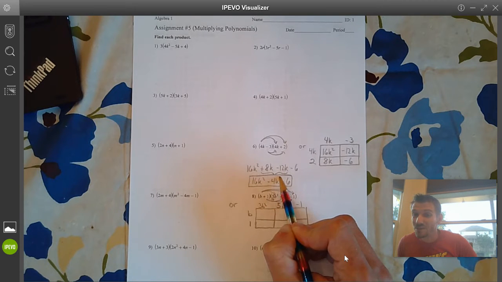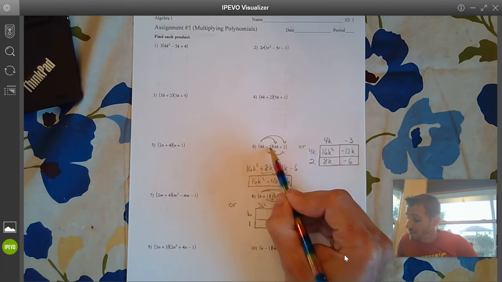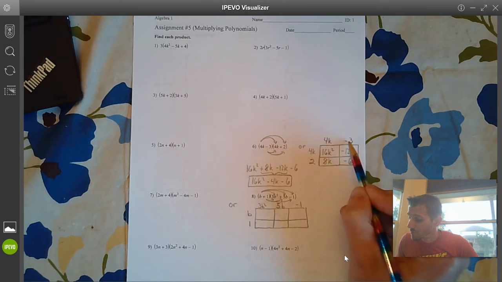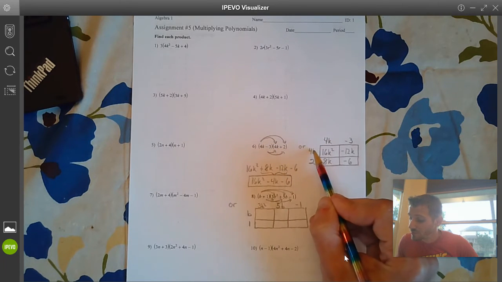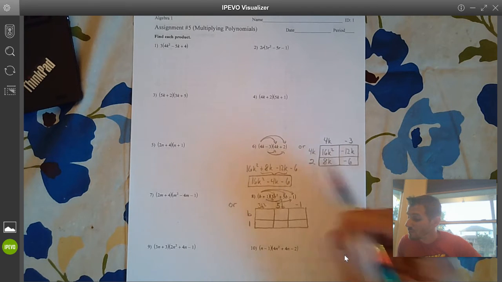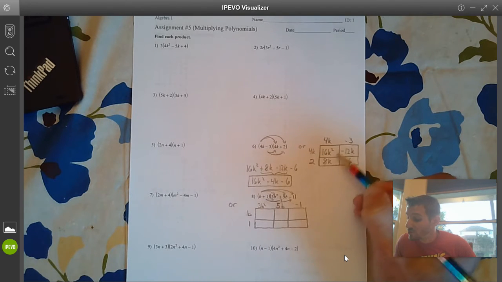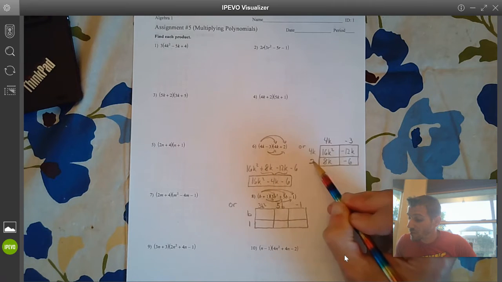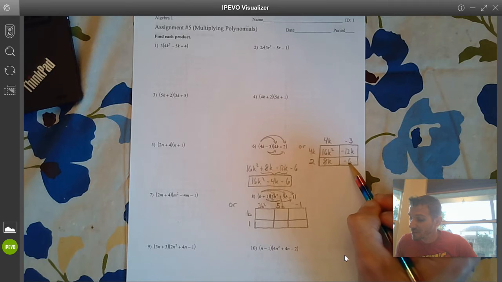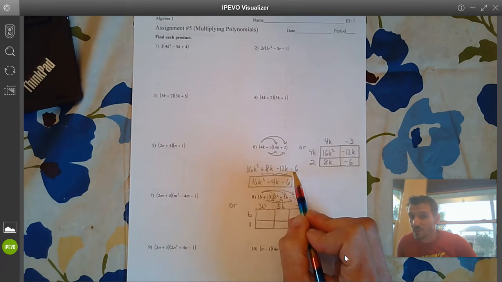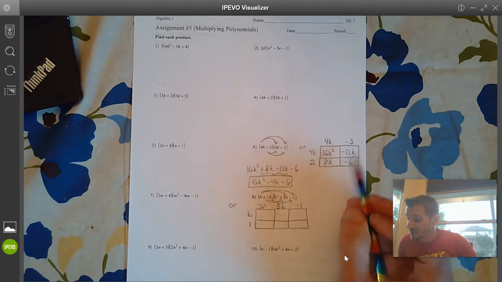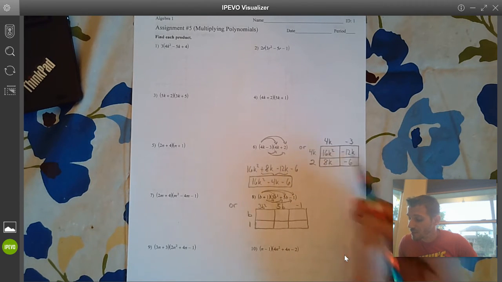The box method is a little easier to follow. 4k minus 3, I can write here. 4k minus 3. 4k plus 2, 4k positive 2. Now you use multiplication tables. You can multiply 4k times 4k to give you 16k squared. 4k times negative 3 gives you negative 12k. 2 times 4k is 8k. 2 times negative 3 is negative 6. Notice all 4 of these are the same 4 things that we had here. Either way, you're going to get the same correct answer after you combine like terms.